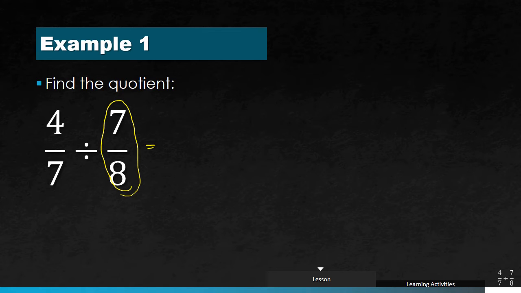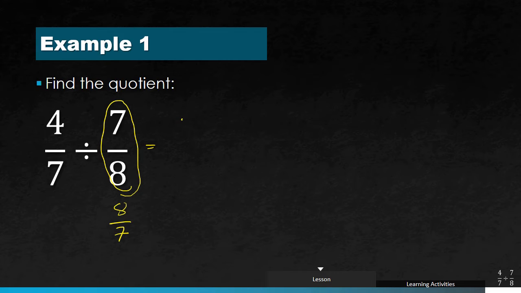So how do we get the reciprocal? The reciprocal is simply the reverse of the two. You just need to switch places with the numerator and the denominator. So 1 over 8 becomes 8 over 1. That is the reciprocal. And then we proceed to multiplication.